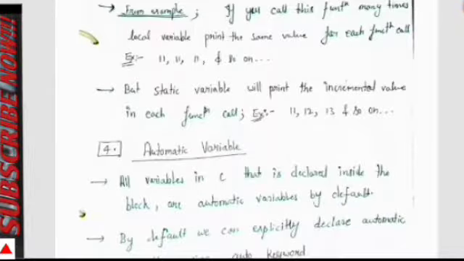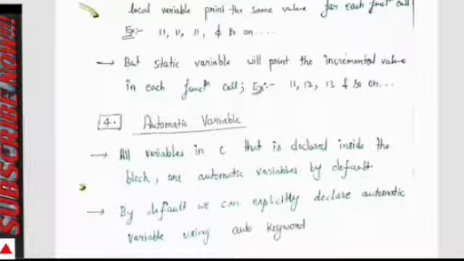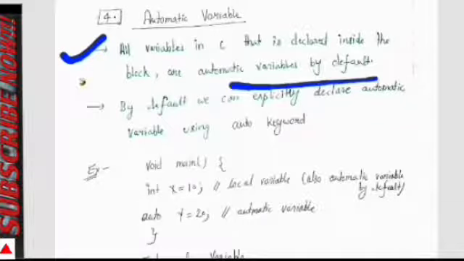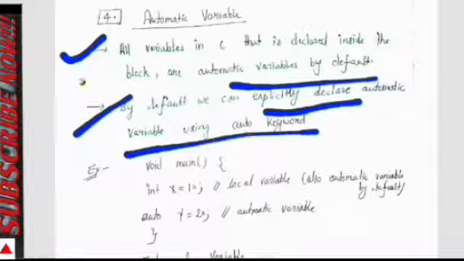Here is the explanation of the example of the above, which is already discussed. Now come to the fourth, that is your automatic variable. The keyword for the automatic variable is auto. Important points: all the variables in C that are declared inside a block are automatic variables by default. We can also explicitly declare an automatic variable using the auto keyword. For example, void main, int x equal to 10, auto y equal to 20.